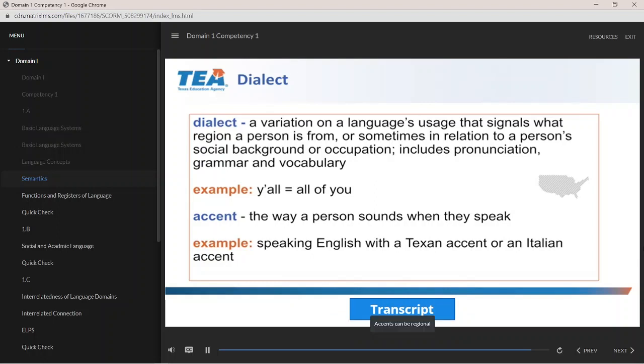Accents can be regional or due to the speaker's primary language. Examples include speaking English with a Texan accent or an Italian accent. The student application is this: everyone, teachers and students alike, have dialects and accents. For instructional clarity, teachers should be aware of the regional and social background dialects that may have an impact on communication in their classrooms. This knowledge relates to formal and informal language registers, which will be discussed in the subsequent section of this domain. The focus must always be on helping English learners develop academic language.